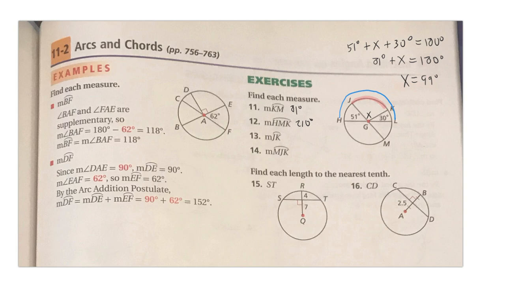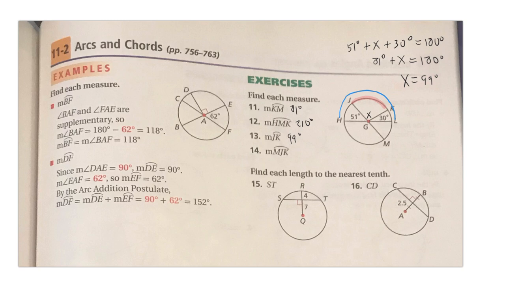So then we're done because ultimately they wanted the measure of arc JK, and the measure of arc JK corresponds with this angle. We chose to label this angle x, and we just found x. x is 99. Okay, so that's that one.